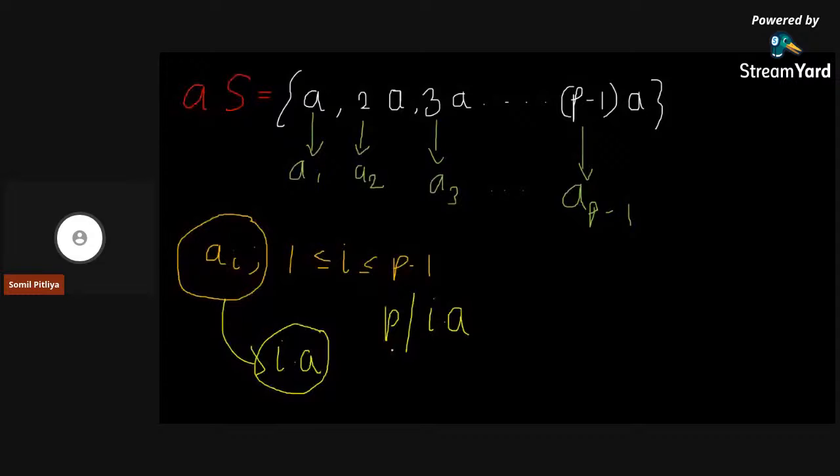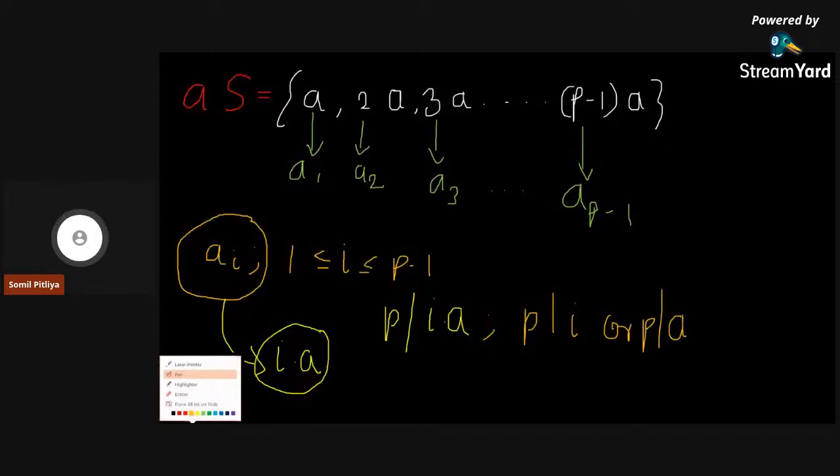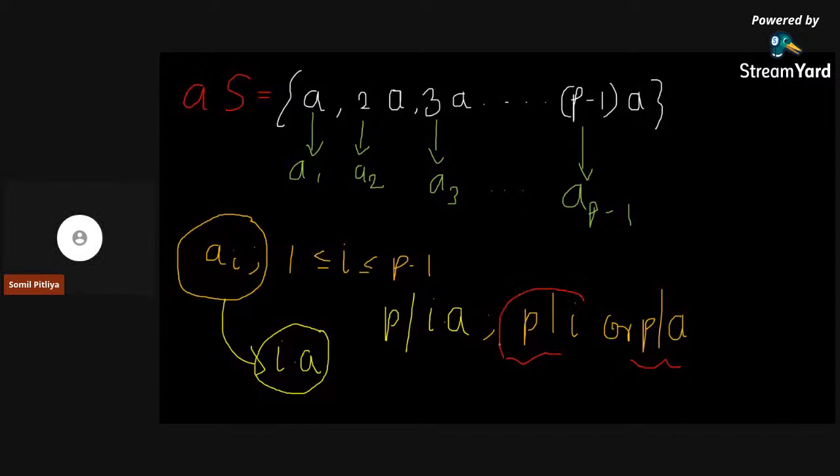Now when a prime number divides i times a, can I say that either p divides i or p divides a, or both can be true? So if p divides a into i, then p divides i or p divides a. Now clearly we can say that p does not divide i, because i is less than or equal to p minus 1. So i is less than p, so how can p divide i?